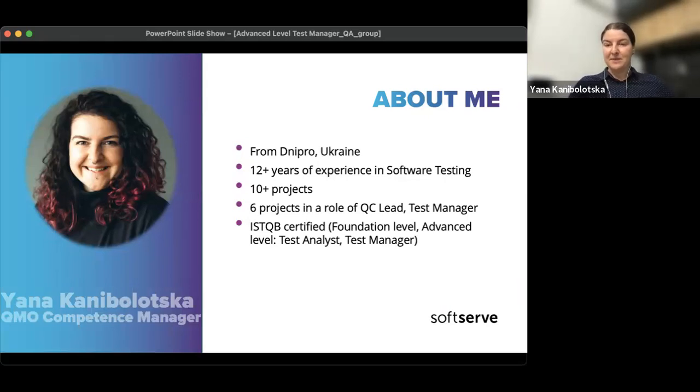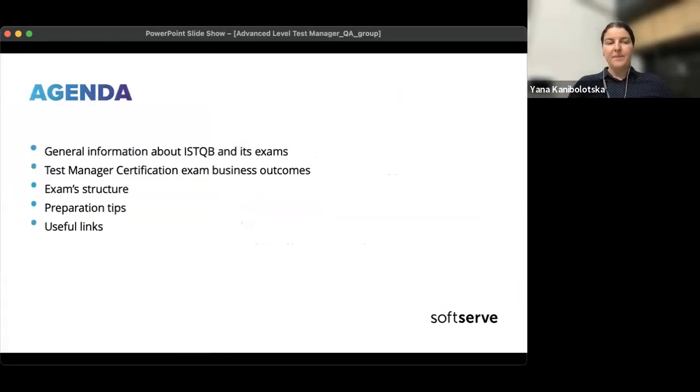one of these certifications. So what we are going to cover: we will start with general information about the ISTQB exam and its structure, then business outcomes, because it's really important to know what outcomes you're going to have. I'm also going to share some preparation tips, my experience, and some useful links, so you can stop browsing for ideas and mock tests and have everything that might help you in one place.